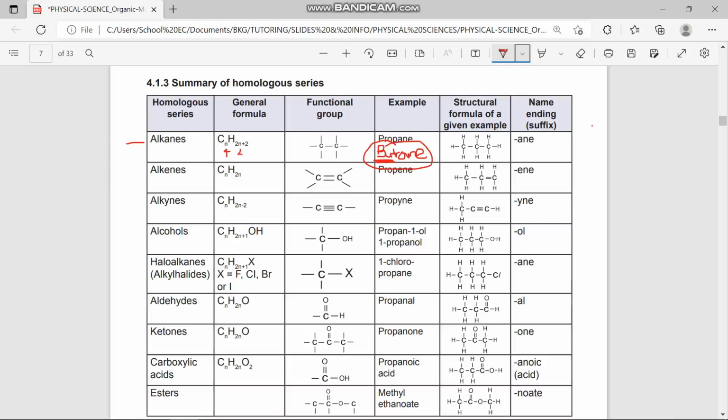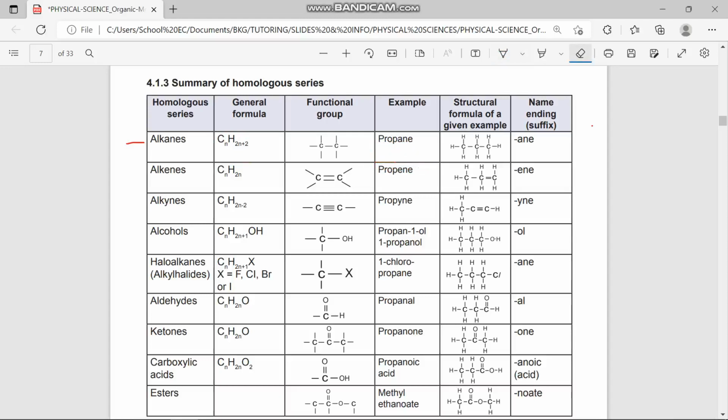I have to multiply that 2 with this 4. So 2 multiplied by 4 is 8, plus 2, and we have 10 hydrogen atoms in this compound, which is butane. Yes, that's how it goes.